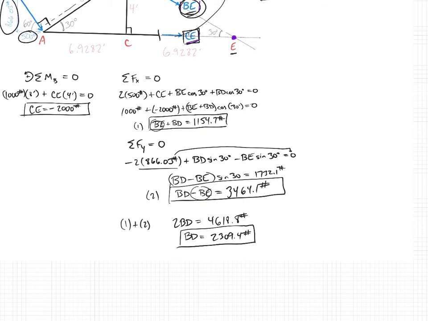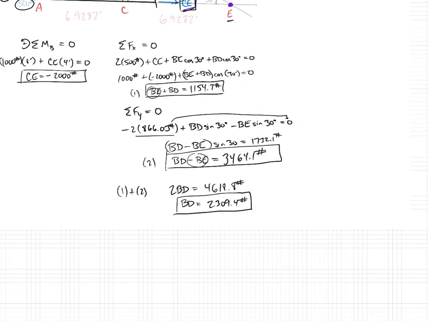But of course, 1 or 2 is going to be the easiest. So I'm just going to plug that right into equation 1. So it's going to go right in for this number right here. So I'm going to say BE plus 2309.4 pounds equals this, 1154.7 pounds. Okay, so again, we're just plugging this solution into equation 1. Okay, so BE then equals negative 1154.7 pounds.